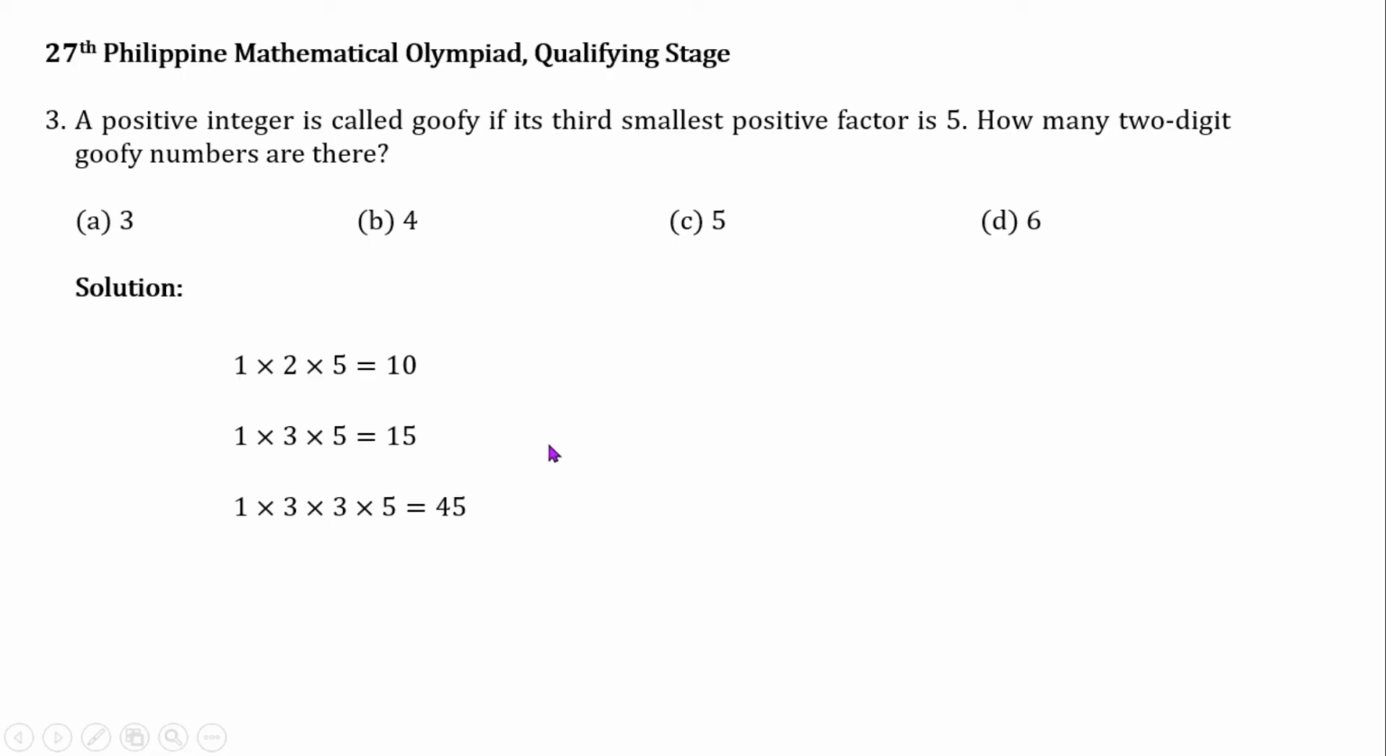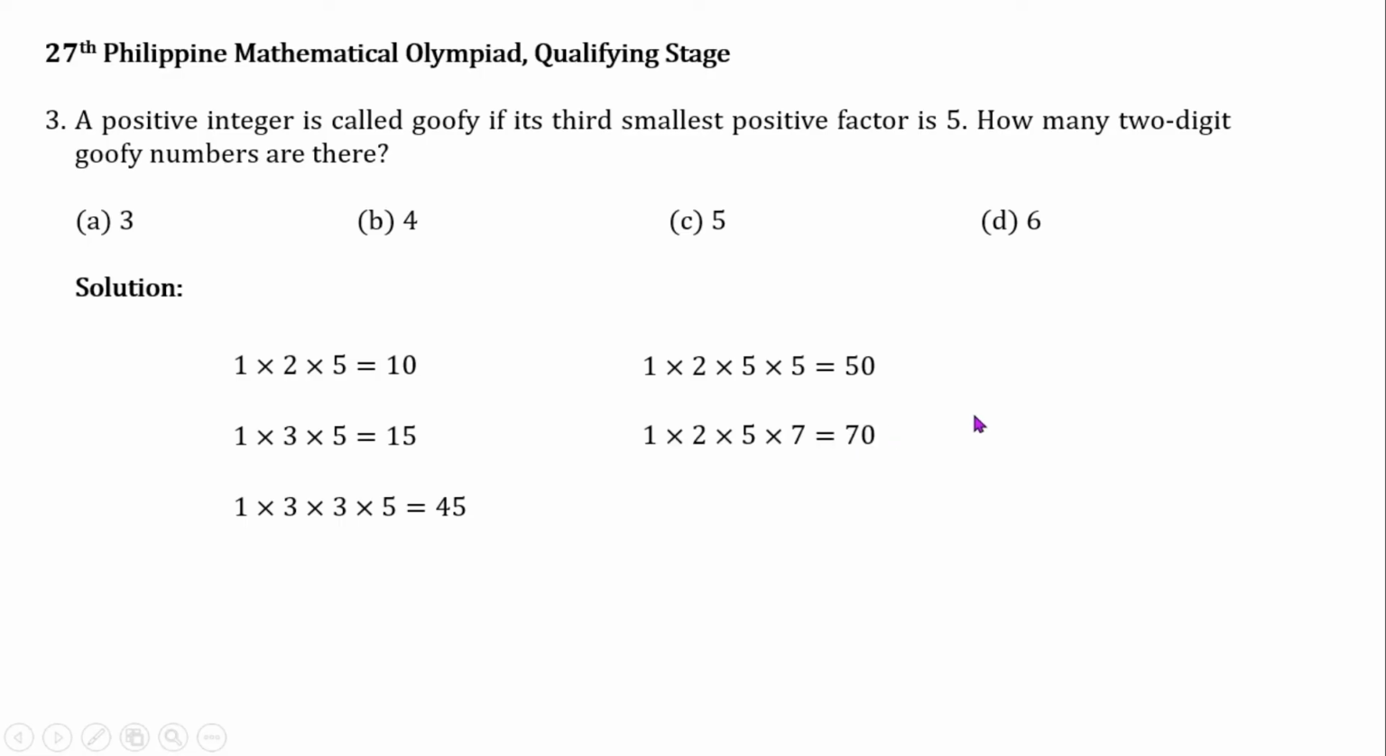Another possibility is that we can insert another factor of 3. This does not change the third smallest positive factor because by inserting another factor of 3, we added a factor of 9, right? So 9 is greater than 5. So 5 is still the third smallest positive factor. Another possibility is that we can have 1 times 2 times 5 times 5, right? So that's equal to 50. Again, the third smallest positive factor of 50 is 5.